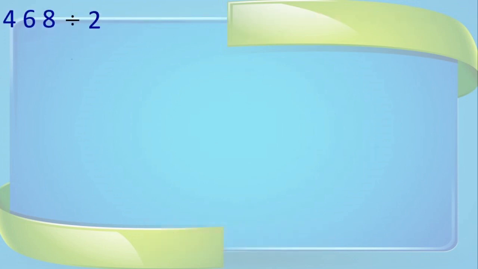Now this is a 3-digit number divided by a single digit. 468 divided by 2. Yes, here you know the place values. 8 is in unit place. The value is 8. 6 is in tens place. The value is 60. And 4 is in hundreds place. So the value is 400. Right?